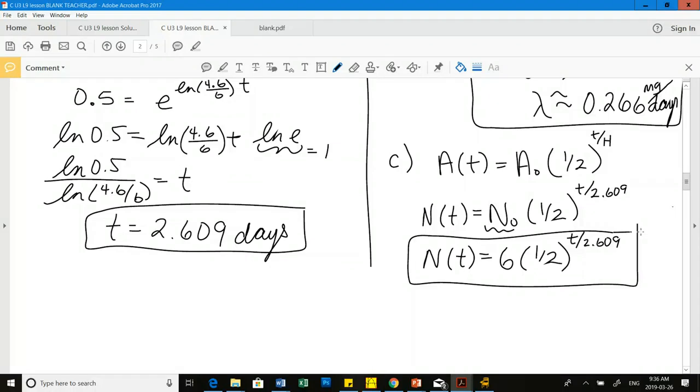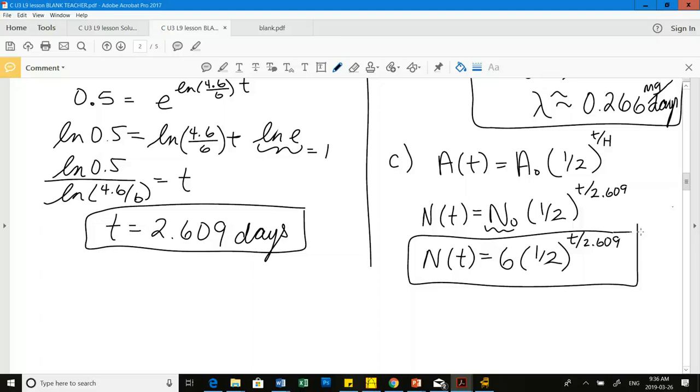How did you go from A to N? I just changed the notation because that was the notation that was used in our initial function. It's just the name of a function. It doesn't really matter if I use A at t or B at t or whatever.